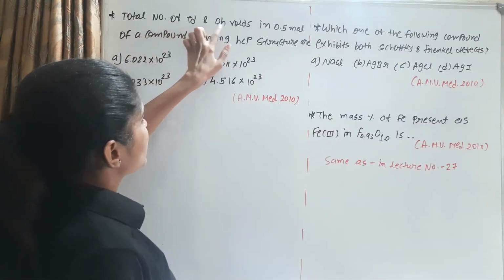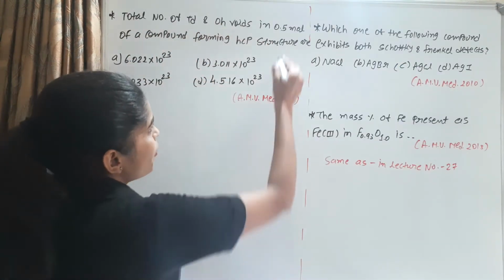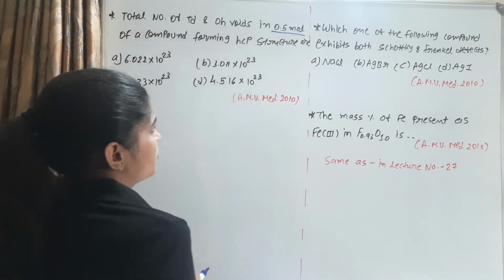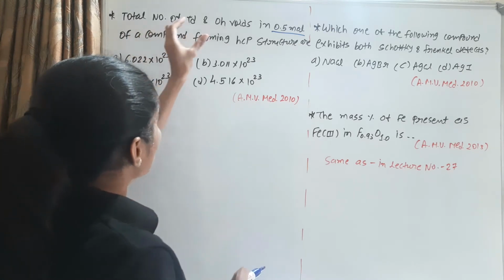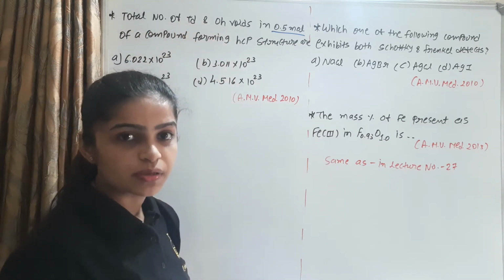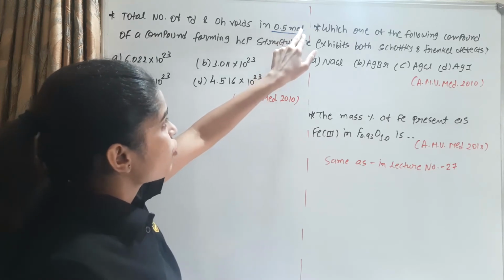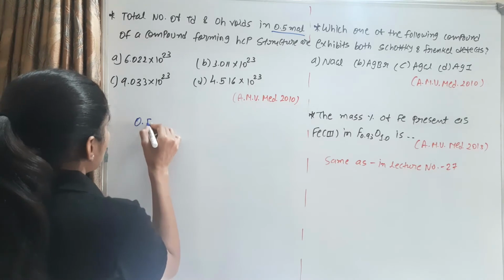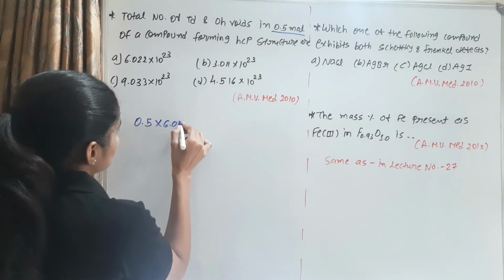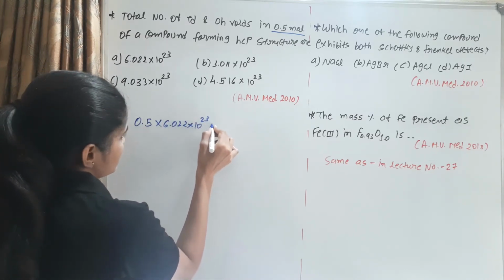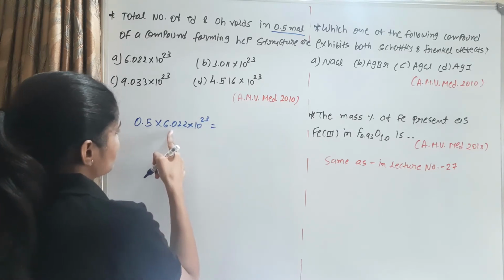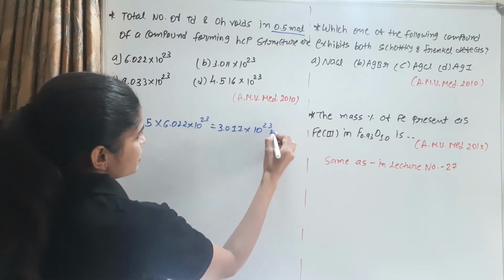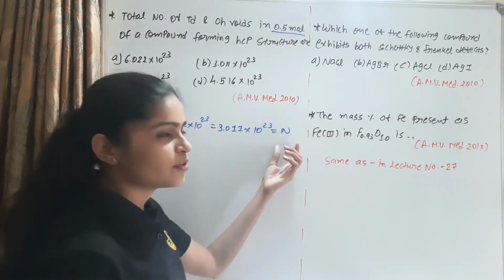Next question: the total number of tetrahedral and octahedral voids in 0.5 mole of a compound forming HCP structure. We need to find the number of tetrahedral and octahedral voids. First, 0.5 mole is given. Moles converted into atoms: 0.5 multiplied by 6.022 into 10 raised to 23 gives 3.011 into 10 raised to 23. This is considered the n value.